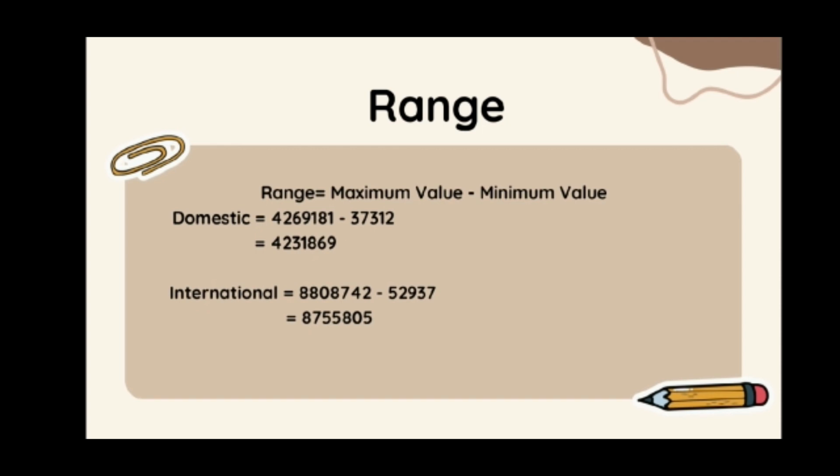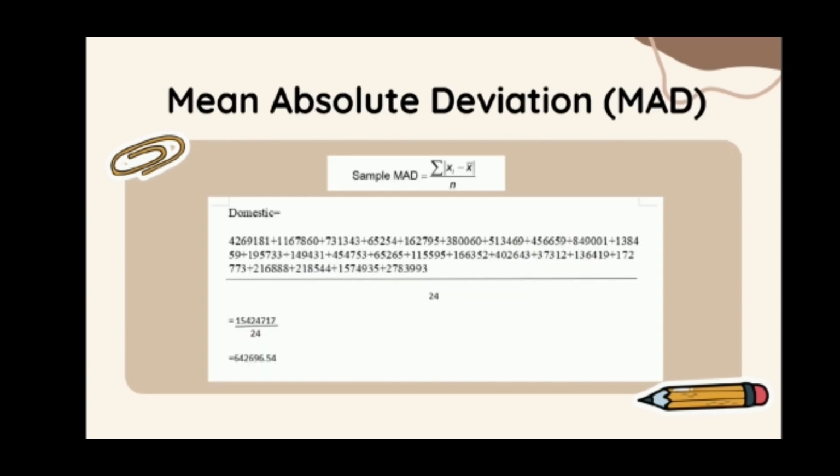For international airlines, the highest value is 8,808,742 and the smallest value is 52,937. So we subtract those and we come up with a range of 8,755,805. In addition to the range, we are also going to work with the mean deviation. Here you see the formula. The mean deviation is simply the sum of the absolute value of each x minus the mean, then you divide that by the number in the sample. So the sum of the absolute value of x minus x bar divided by the number in the sample.